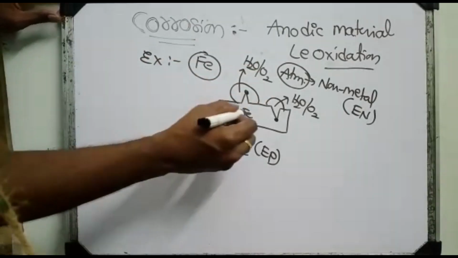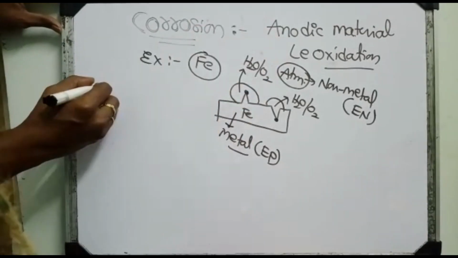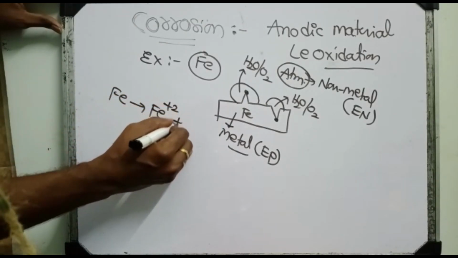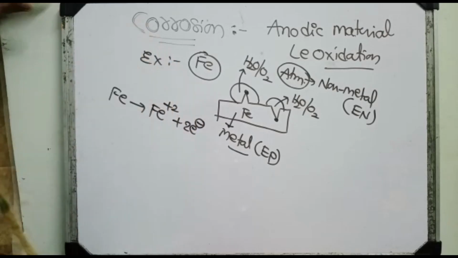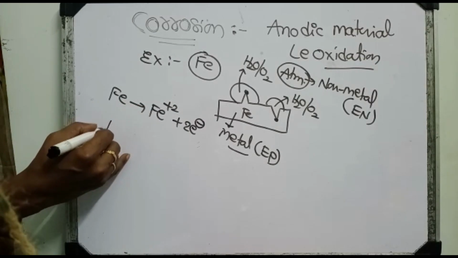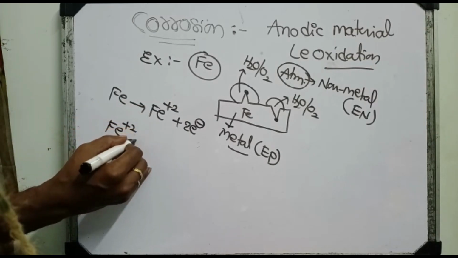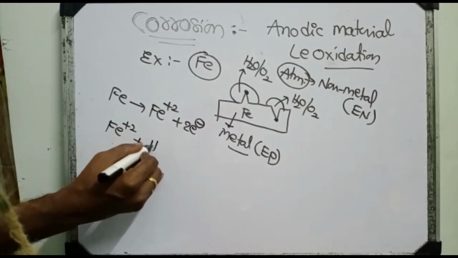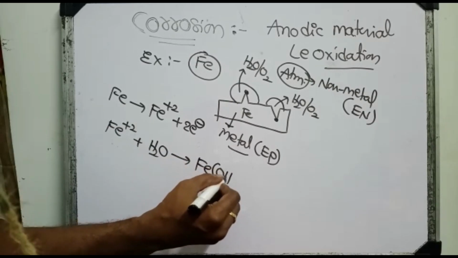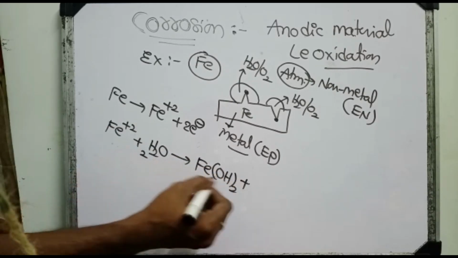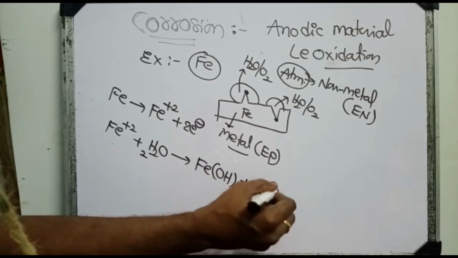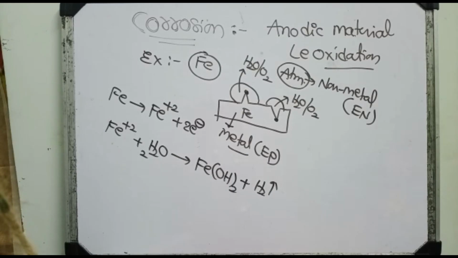So here what happens? Iron is acting as anode. Iron loses electrons, so you get Fe2+ plus 2 electrons. Then Fe2+ reacts with water. Then what happens? You get Fe(OH)2 plus hydrogen gas coming outside.